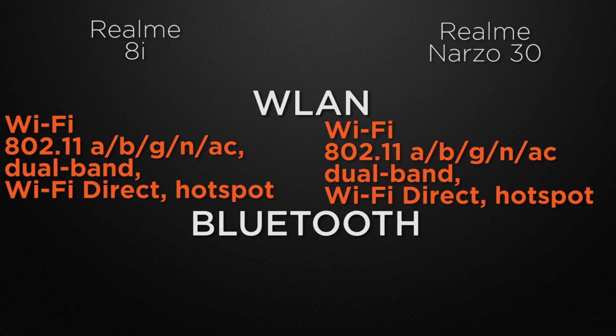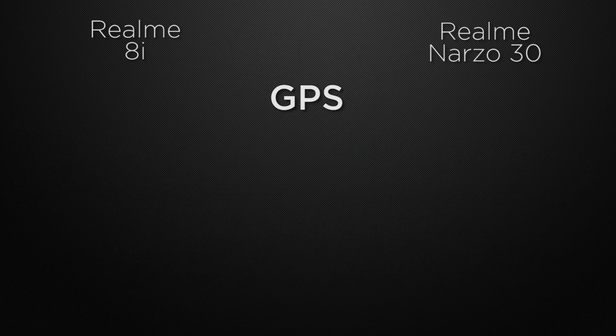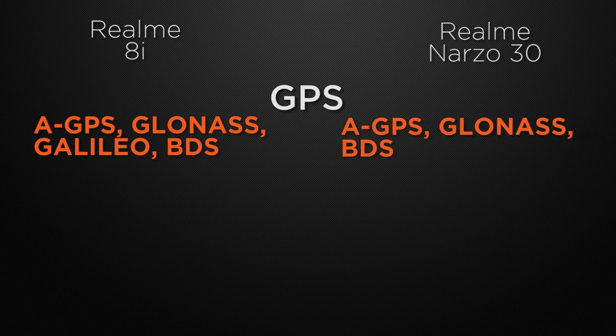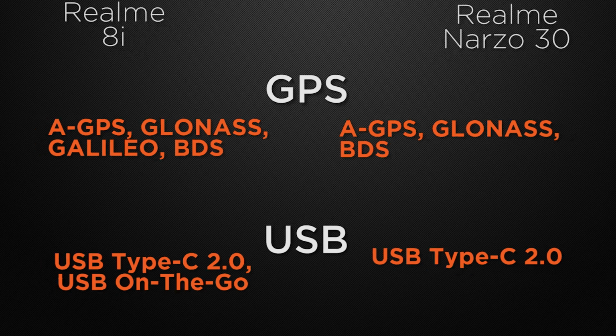And about the Bluetooth version of the devices, 8i has 5.1 generation of Bluetooth, whereas Narzo 30 has 5th generation of Bluetooth. So the winner here is 8i because it has a newer generation of Bluetooth. Let's talk about the positioning chips in the devices. 8i has AGPS, GLONASS, Galileo, BDS, whereas Narzo 30 has AGPS, GLONASS and BDS. So the winner here is 8i because it has the Galileo chip. And about the USB connectivity of the devices, 8i comes with a 2nd gen Type-C connector with OTG support, whereas Narzo 30 has a 2nd gen Type-C connector. So the winner here is 8i.